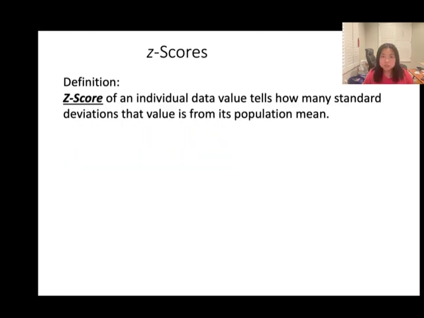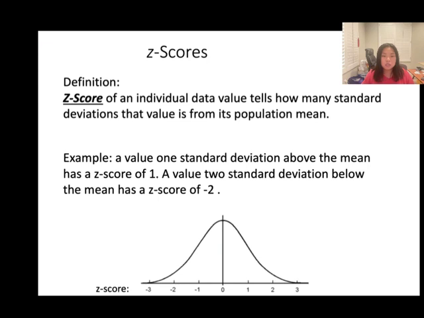The Z-score of an individual data value tells how many standard deviations that value is from its population mean. So look at this picture here. What does a Z-score mean? A Z-score tells you how many standard deviations above or below the mean a value is. Like here, Z-score equal to 1 means this is 1 standard deviation above the mean. If Z-score equals 3, that means 3 standard deviations above the mean. Like here, Z-score equal to -2 means we have 2 standard deviations below the mean.